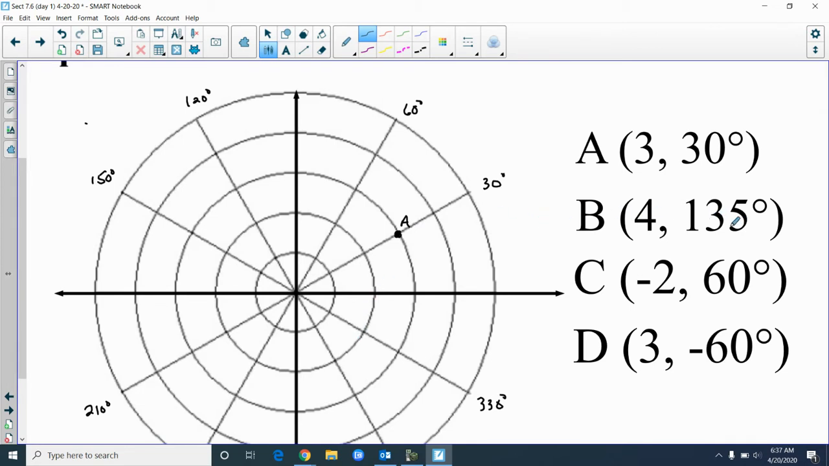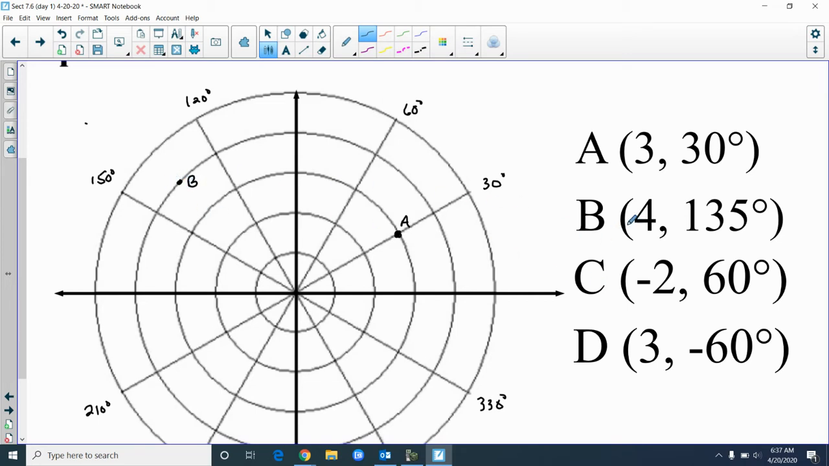For 135 degrees, well, 135 degrees isn't marked with these, as you can call them spokes. But it would be where the 45 is, right halfway in between there. So 435 degrees, 1, 2, 3, 4, would be right here. That's point B. All right, negative 260 degrees. Now we're dealing with this a little bit differently.